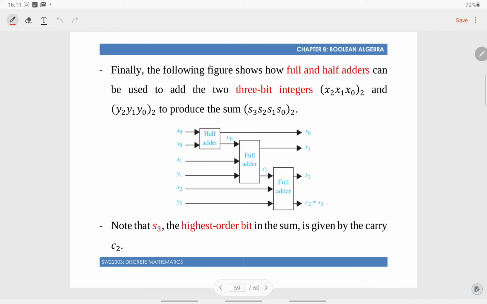So finally, the following figure shows how full and half adders can be used to add 3-bit integers. This is the first integer and this is the second integer, to produce the sum of these two integers. Again, because this is an adder, we have a new carry output. Note that s3, the highest order bit in the sum, is given by the carry c2. This is the highest one, given by the new carry bit.